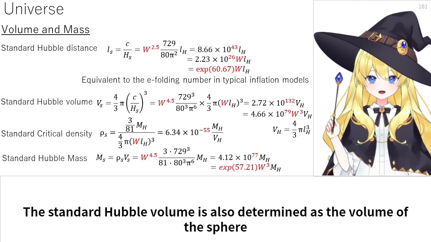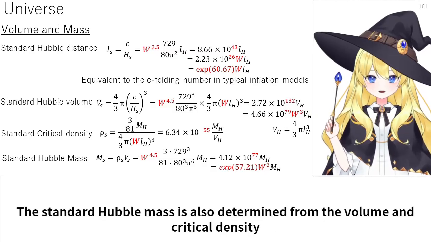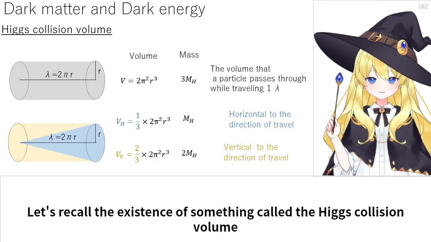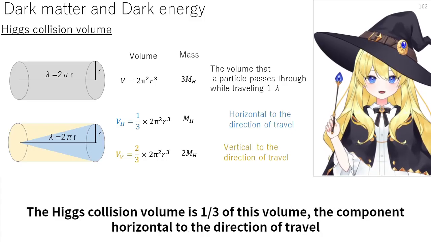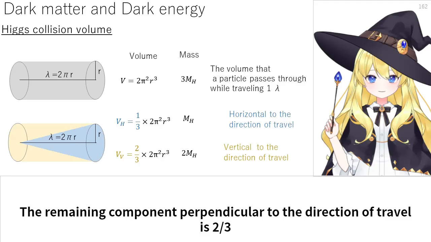The standard Hubble volume is also determined as the volume of the sphere. We have stated how many times larger than the Higgs particle it is. The standard Hubble mass is also determined from the volume and critical density. Let's think about the ratio of matter to dark energy. Let's recall the existence of something called the Higgs collision volume. The volume a particle passes through while traveling one wavelength is a cylinder. The Higgs collision volume is 1/3 of this volume, the component horizontal to the direction of travel. The remaining component perpendicular to the direction of travel is 2/3.